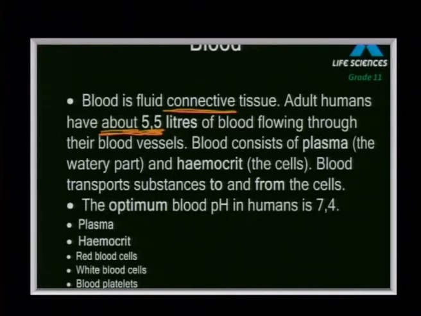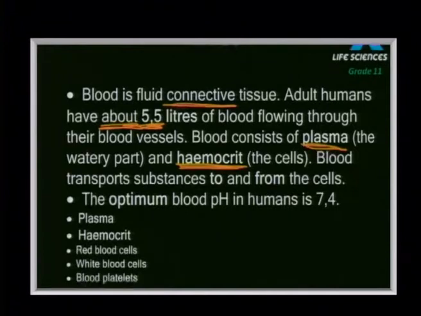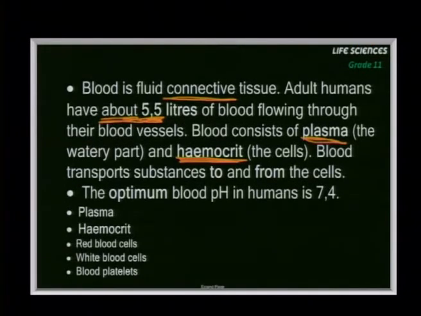Blood consists of the plasma, which is the watery part, and the hematocrit. The hematocrit is all the different cells that we have in the blood. Now, what does blood do? It transports substances to and from cells. The optimum pH in humans is 7.4. Remember, on a pH scale of 0 to 14, 0 to just before 7 is classed as slightly acidic, and 7 to 14 is slightly alkali to very alkaline. So 7.4 means our blood is just ever so slightly alkaline, okay?